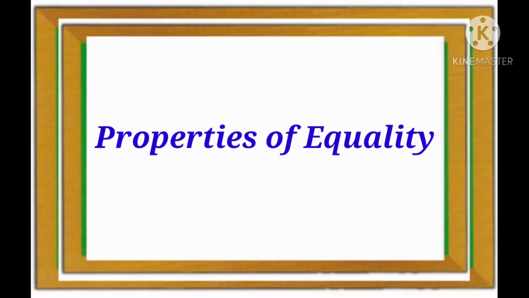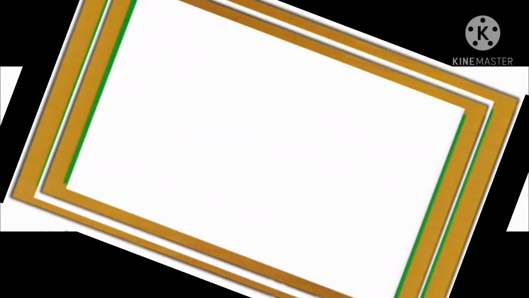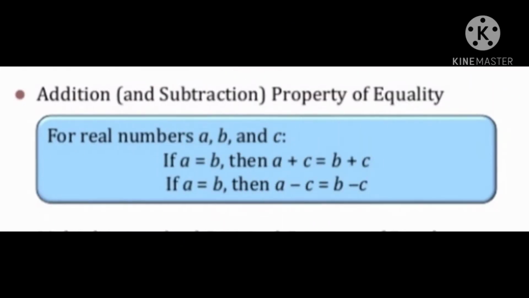Let's have the properties of equality. For the addition and subtraction property, for real numbers a, b, and c, if a equals b, then a plus c equals b plus c. If a equals b, then a minus c equals b minus c.